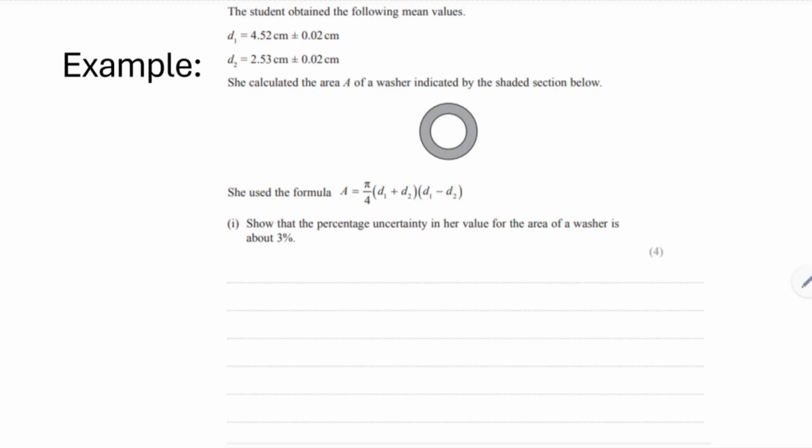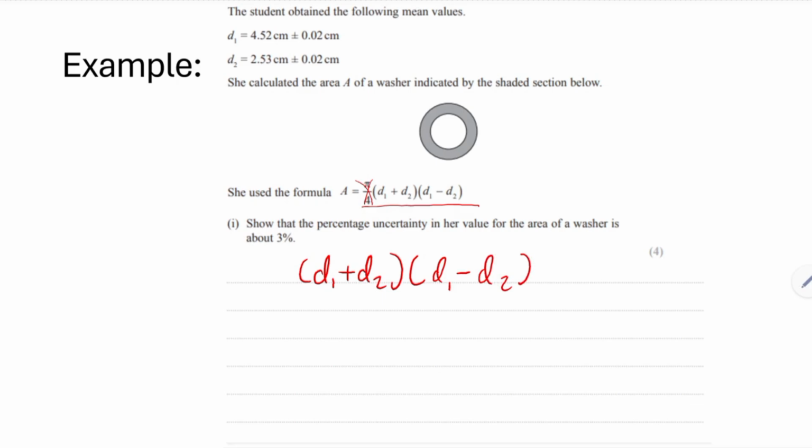Now we have another question to do with the previous two slides. Show that the percentage uncertainty in her value for the area of a washer is around 3%. We have the formula over here, and in the formula we can exclude this, as this won't affect the percentage uncertainty. So we just do d1 plus d2 and d1 minus d2.